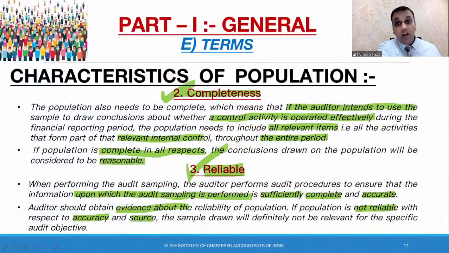Yes, Pooja. These all characteristics are required to be present simultaneously. The population should be appropriate, complete, and reliable at the same time. Even if one of them is missing, the sample would not work. The sample derived from such population will not give good results.